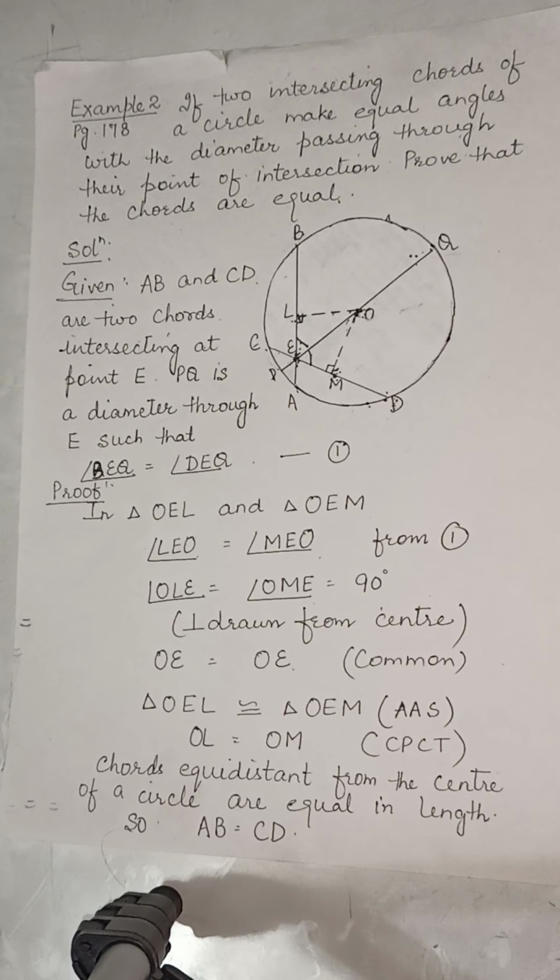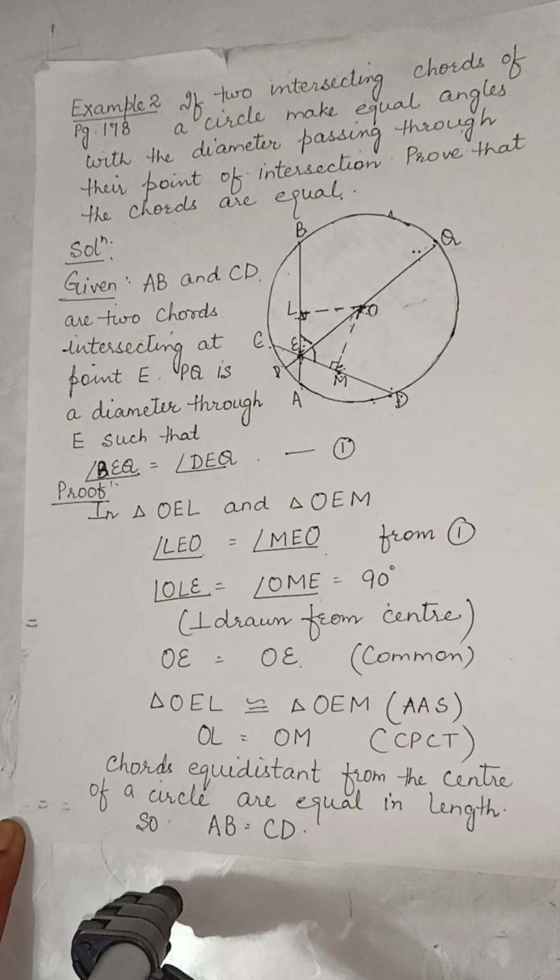Good morning, children. Yesterday we did theorem 10.6, that equal chords are equidistant from the center, and theorem 10.7, that chords equidistant from the center are equal. So here we are doing the application of these two theorems.